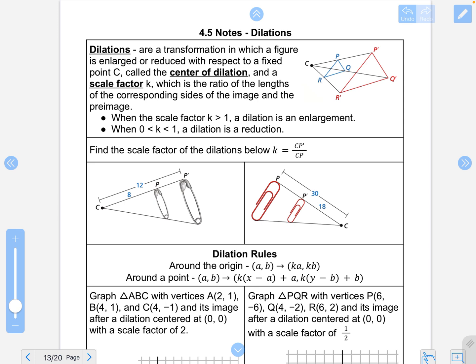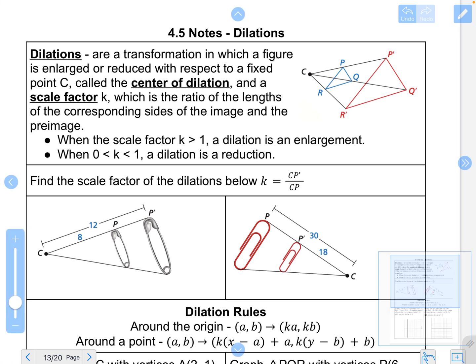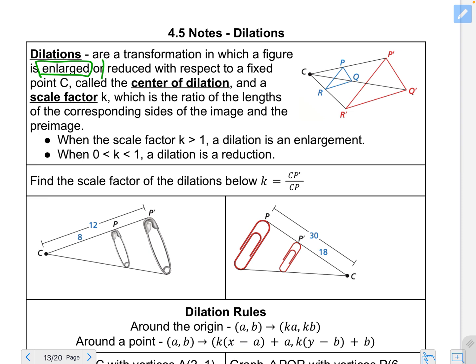Dilations are a transformation in which a figure is enlarged or reduced with respect to a fixed point C, called the center of dilation, and a scale factor of K. When we dilate, the ratio of the lengths of the corresponding sides is the ratio of the sides of the image and the pre-image.